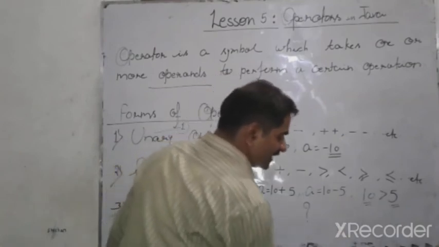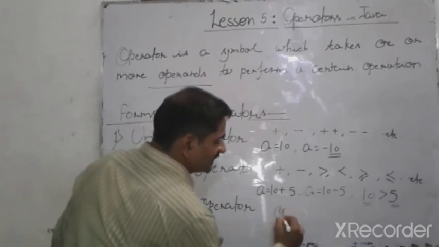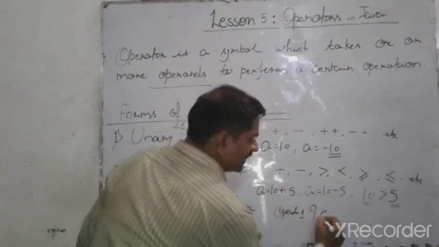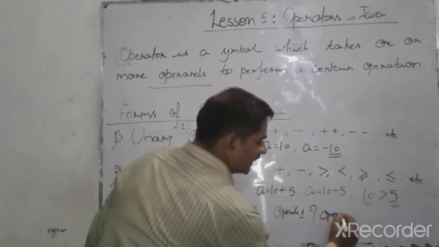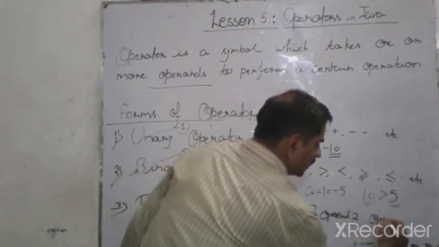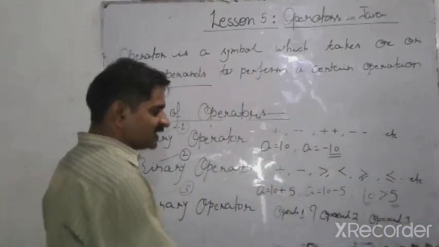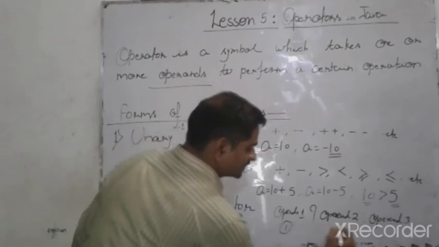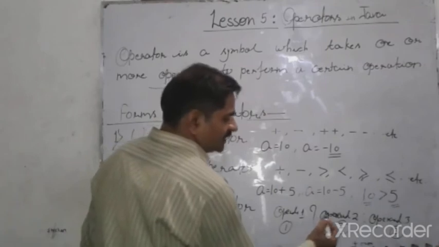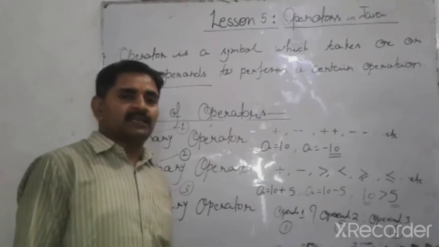When we write an expression along with the ternary operator, you can see operand 1, question mark, operand 2, colon, operand 3. So here you can see there are 3 operands, operand 1, operand 2 and operand 3, along with these ternary operators. But you have to keep one thing in your mind.